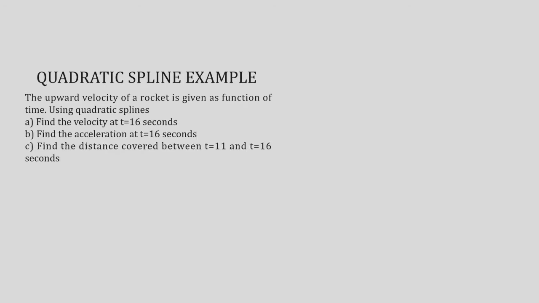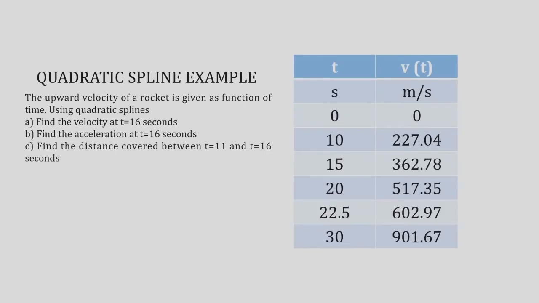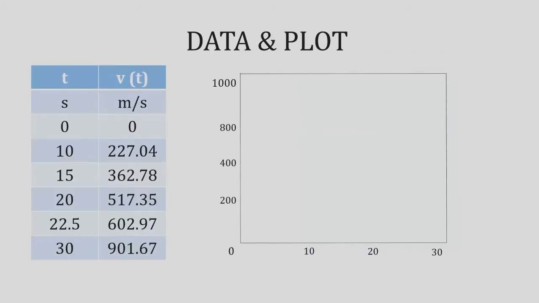So, we have our example here. The upward velocity of a rocket is given as a function of time. Now, using quadratic splines, we are told to find this. So, we have to find the velocity, acceleration, and the distance. Now, this is our given, and let's go and plot them. So, we have x as the time, and then the velocity as our y.